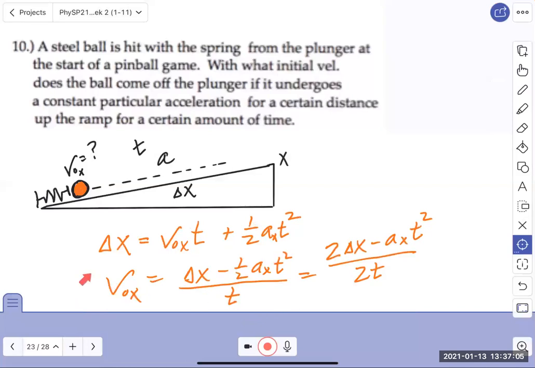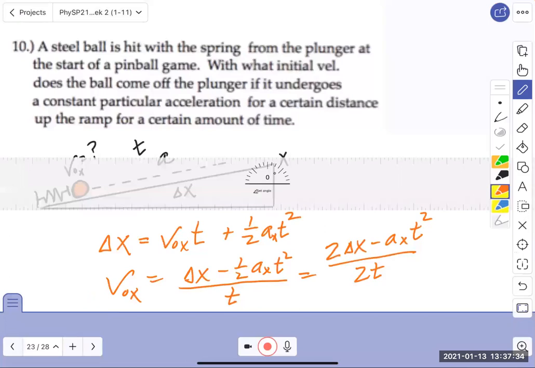So look back over that and see what I did. I'm getting nervous, I'm running out of time. I think I'm right there. Then I multiplied it by 2/2 to get rid of that double-decker fraction. Now, you would think we're done. With what initial velocity? That equals V naught X. Boom. But here's the problem.